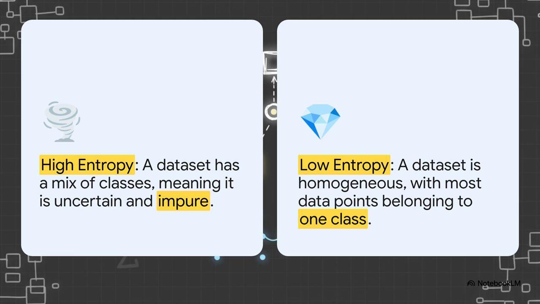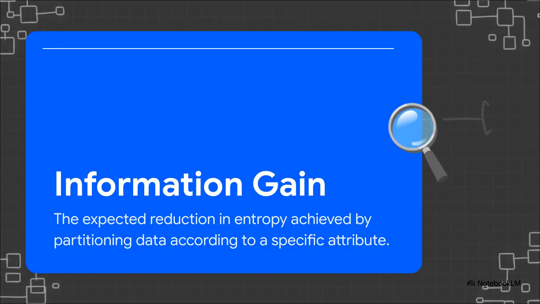It's perfectly pure. So the whole game for the algorithm is to find questions that drive that entropy score as low as possible. And this leads us to the key metric, the thing that drives the whole process: information gain. It sounds complicated, but it's not. Information gain is just the measurement of how much a question reduces that entropy score. So the algorithm literally calculates the information gain for every single question it could possibly ask. And then it just picks the one with the highest score. That's how it builds the tree.